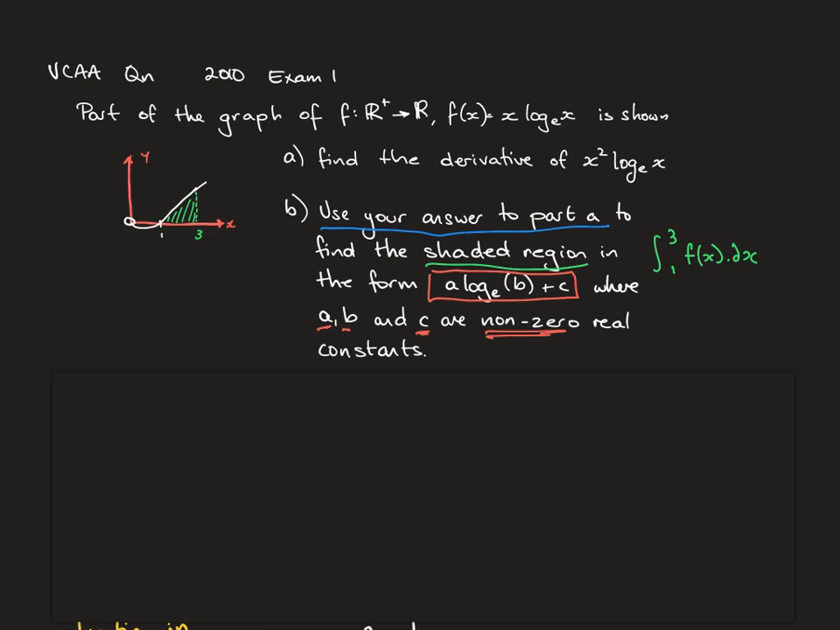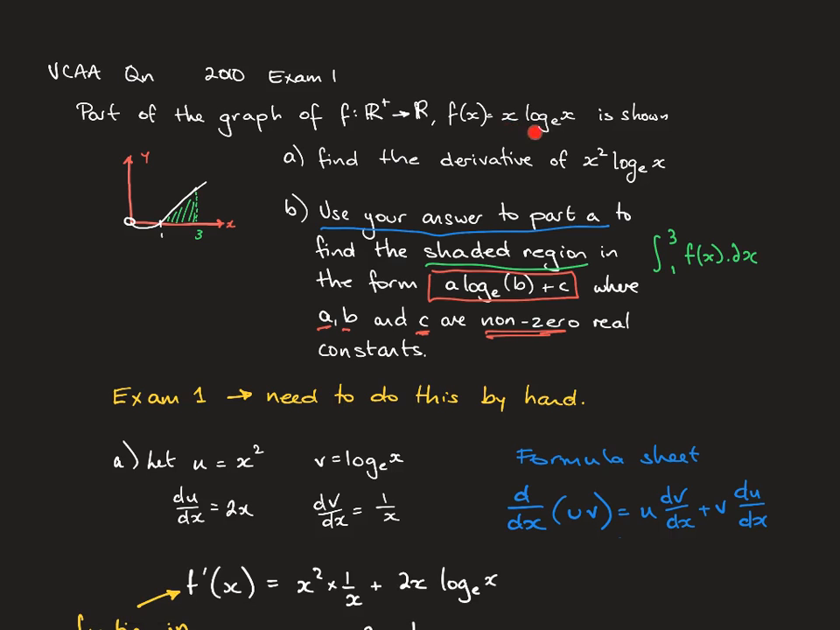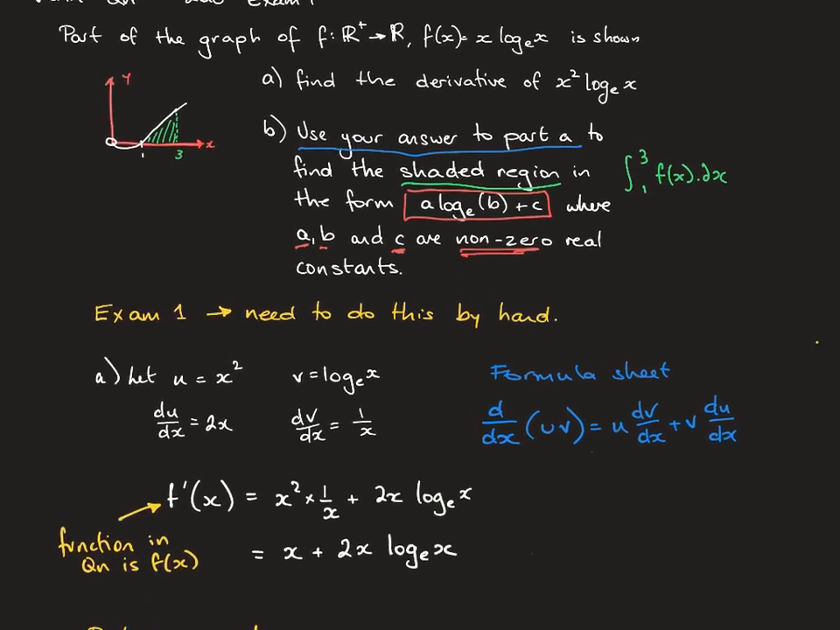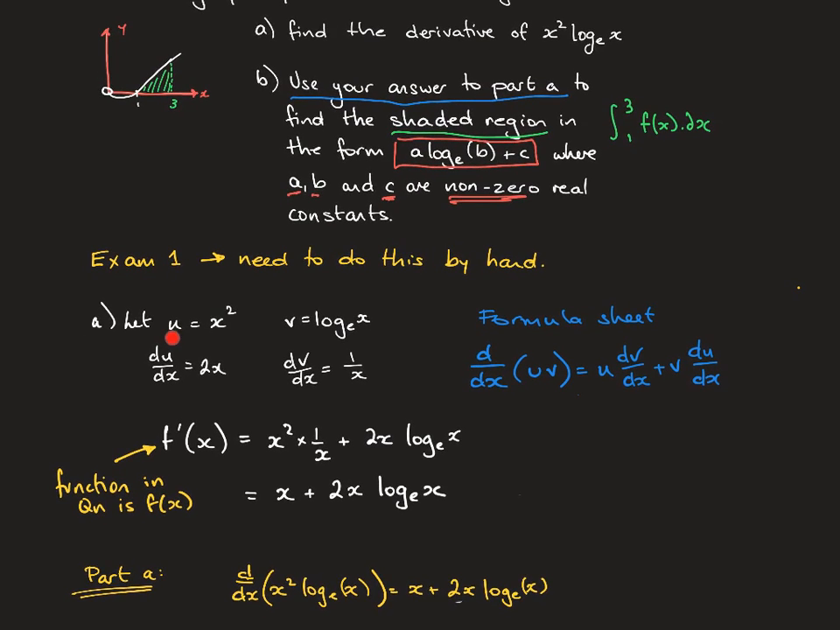And because this is in exam 1, we need to do it by hand. So what we've got there is a product of two functions, and so we are going to use the product rule. Now your formula sheet has the product rule on it. You'll have it in exam 1 if you forget. So away you go, you can work through. You'll need to find du dx and dv dx, and I've already done it there for you, and then put it together using our product rule.